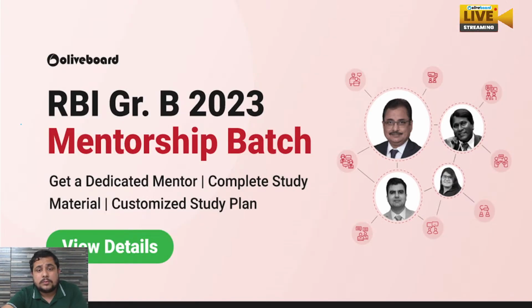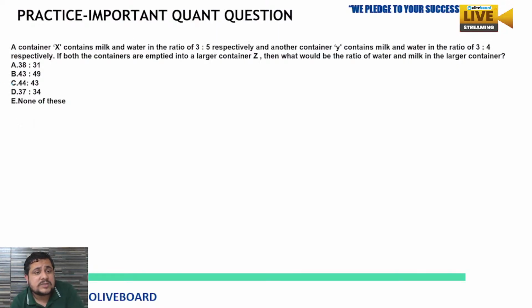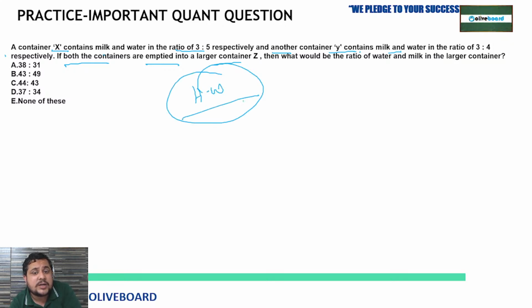Now this one is all about mixtures. A container X contains milk and water in the ratio of 3 to 5 respectively. Another container Y contains milk and water in the ratio of 3 is to 4 respectively. If both the containers are emptied into a larger container Z, then what would be the ratio of water and milk in the larger container? An easier one, and this is the homework for you all.